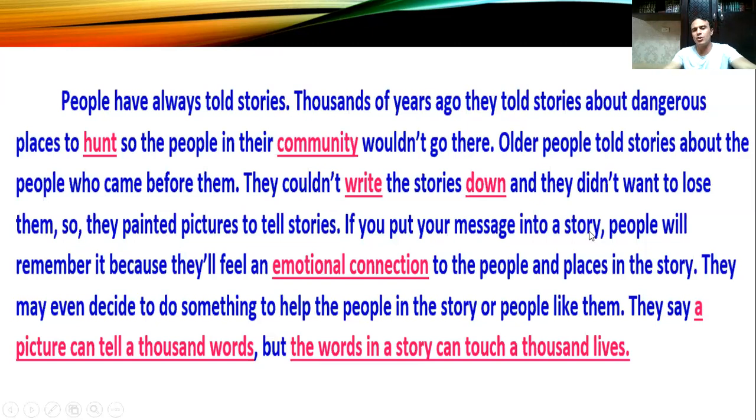If you put your message into a story, people will remember it because they will feel an emotional connection to the people and the place in the story. أحيانا كتير بتقرأ قصة moving أو تتفرج على فيلم moving، محرك للعواطف، تقعد تعيط معاه بسبب إنك اتأثرت، في emotional connection أصبح بينك وبين الشخصية اللي موجودة في القصة. وممكن في المكان برضو، تحب مكان معين بسبب القصة اللي أنت قريتها عنه أو اللي أنت اتفرجت عليها. They may even decide to do something to help the people in the story or people like them.